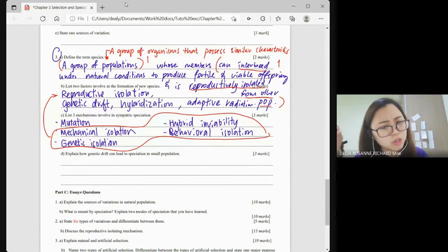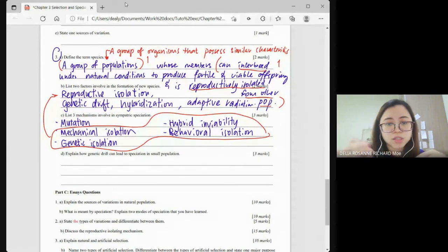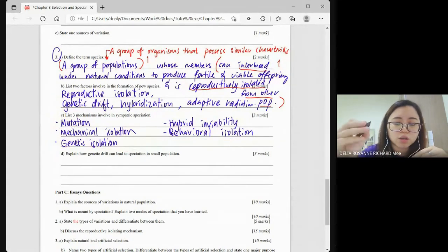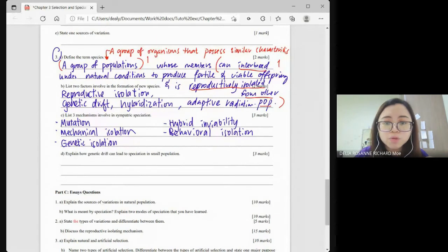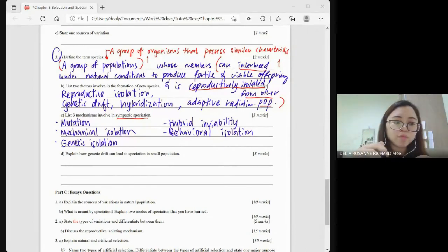But for some reason, when these people wrote this question, they wanted to separate it into several different mechanisms. So we're gonna just follow that. Mutation could lead to sudden isolation from other members of its population and can lead to sympatric speciation. So for this one, I guess this is a learning experience for you. Any 3 of these can give you 3 marks.